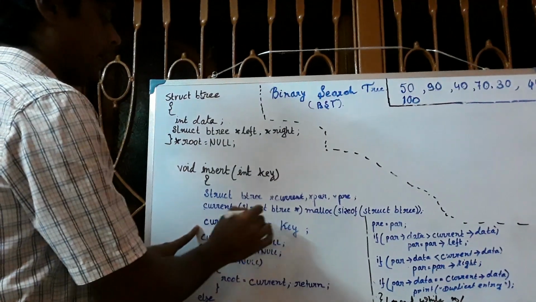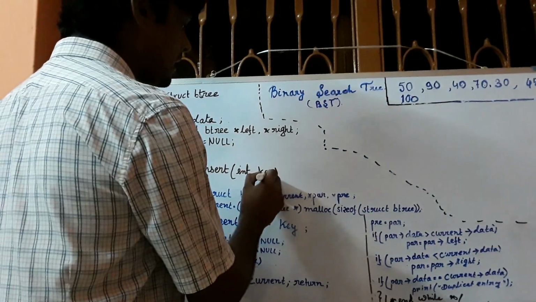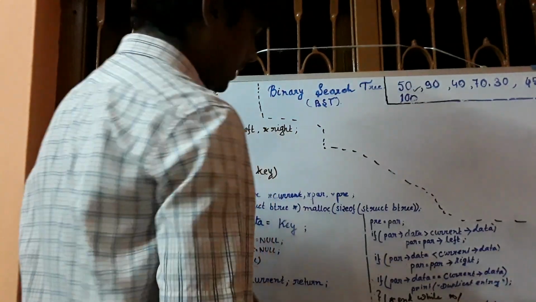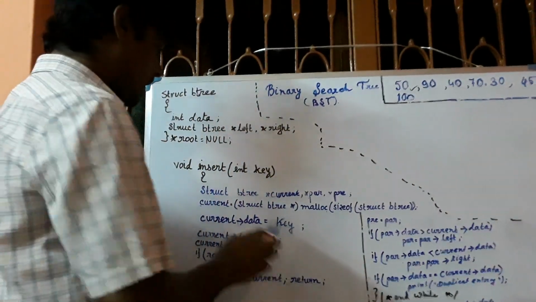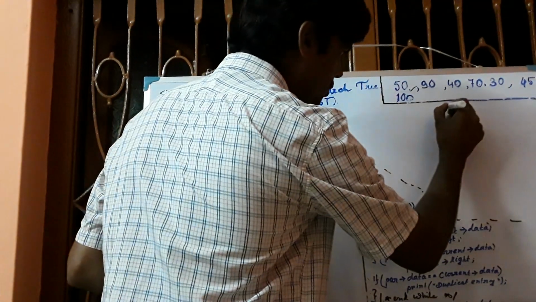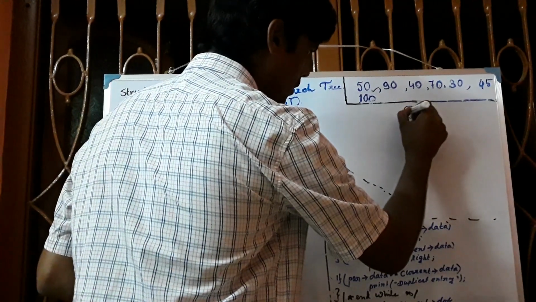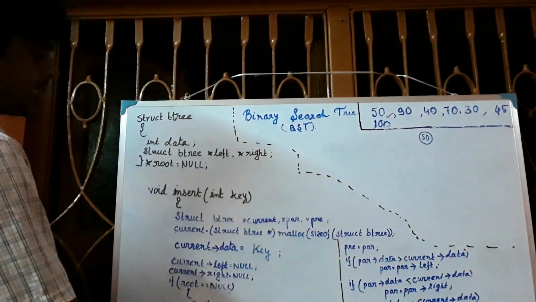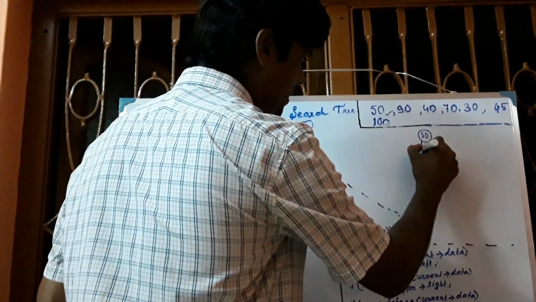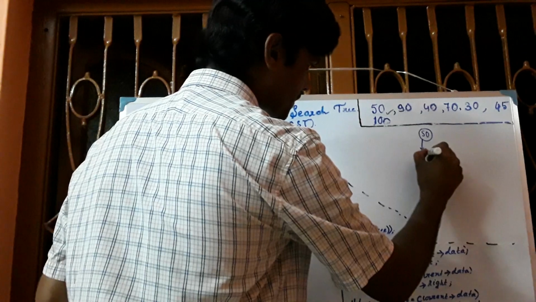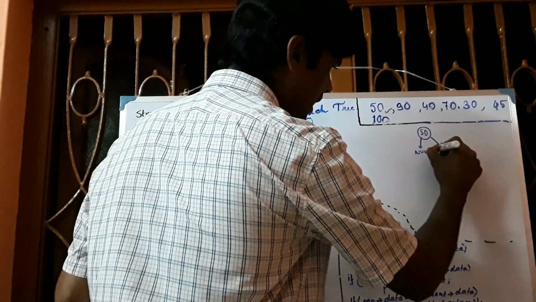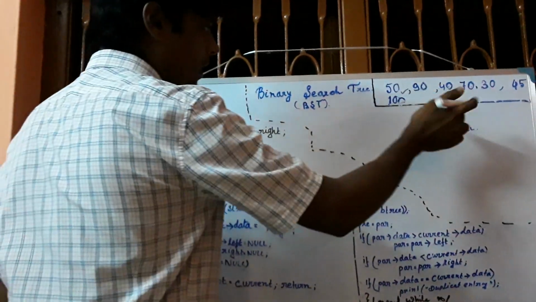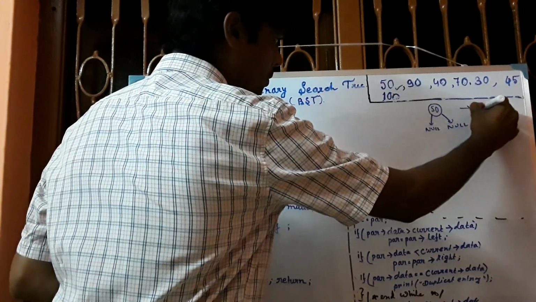Next, current arrow data equals key. As I said, key is the number or value given by the user. So if I say 50, 50 is the first number given by the user. So current data is 50. If I draw a picture, this is 50, and its data part is 50. Now current left is null and right is null. The node is created, and this is the first node, and I refer to this node as current also.